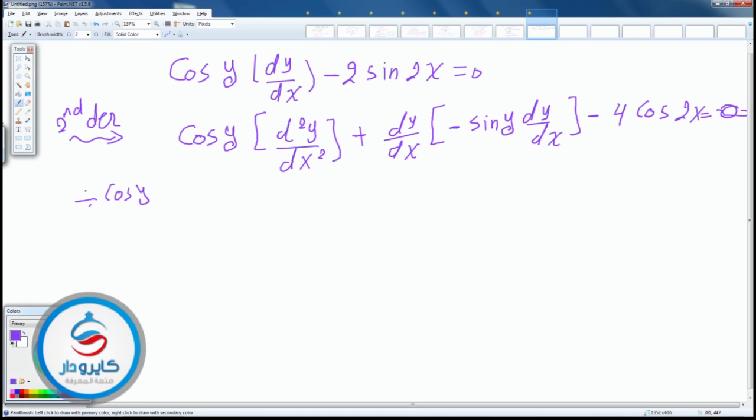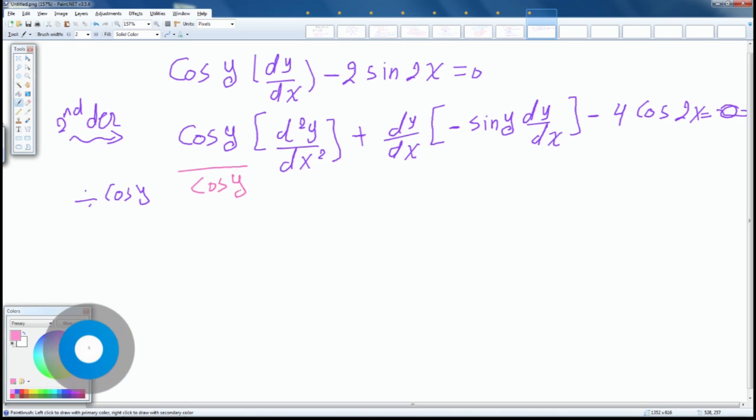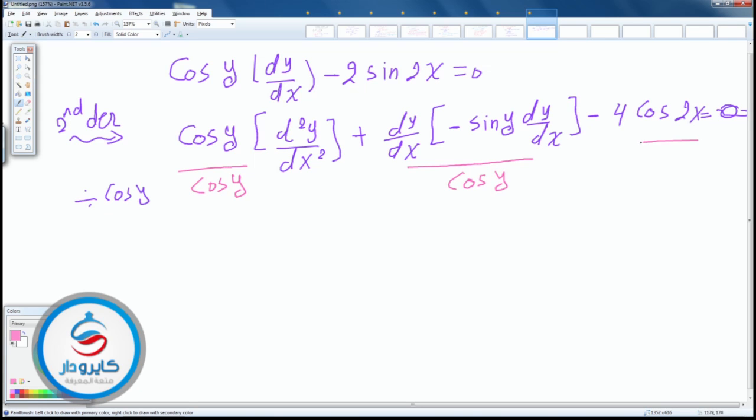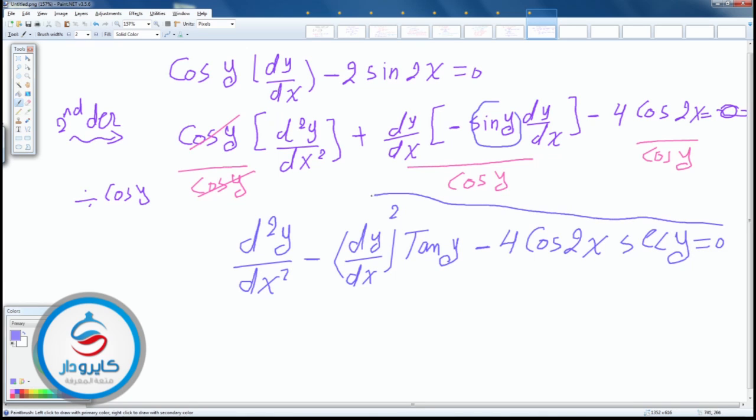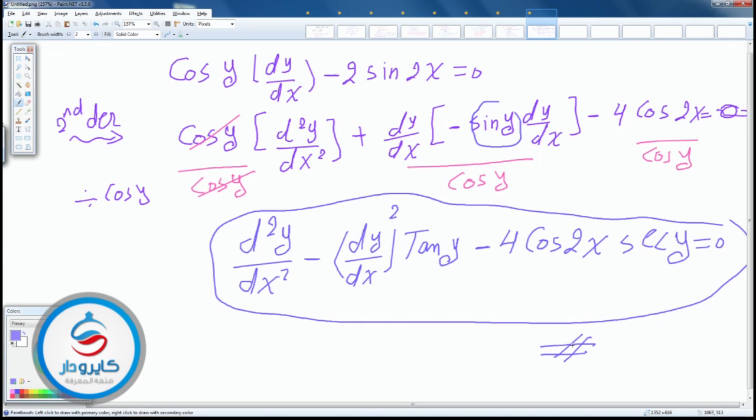Dividing by cosine y, we have d²y/dx². Negative times positive is negative, and sine y over cosine y is tan y. dy/dx multiplied by dy/dx is (dy/dx) squared, minus 4 cosine 2x times 1 over cosine y, which is sec y, equals 0. Then we proved the requirement, and this was the final example about the higher derivative and the implicit derivative.